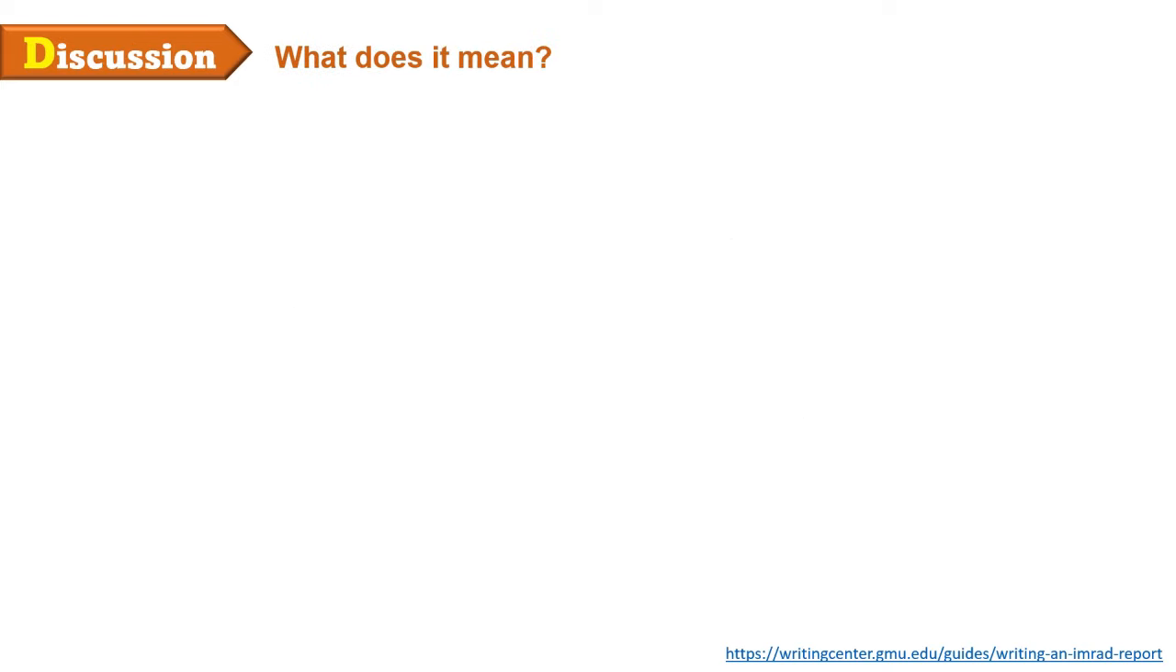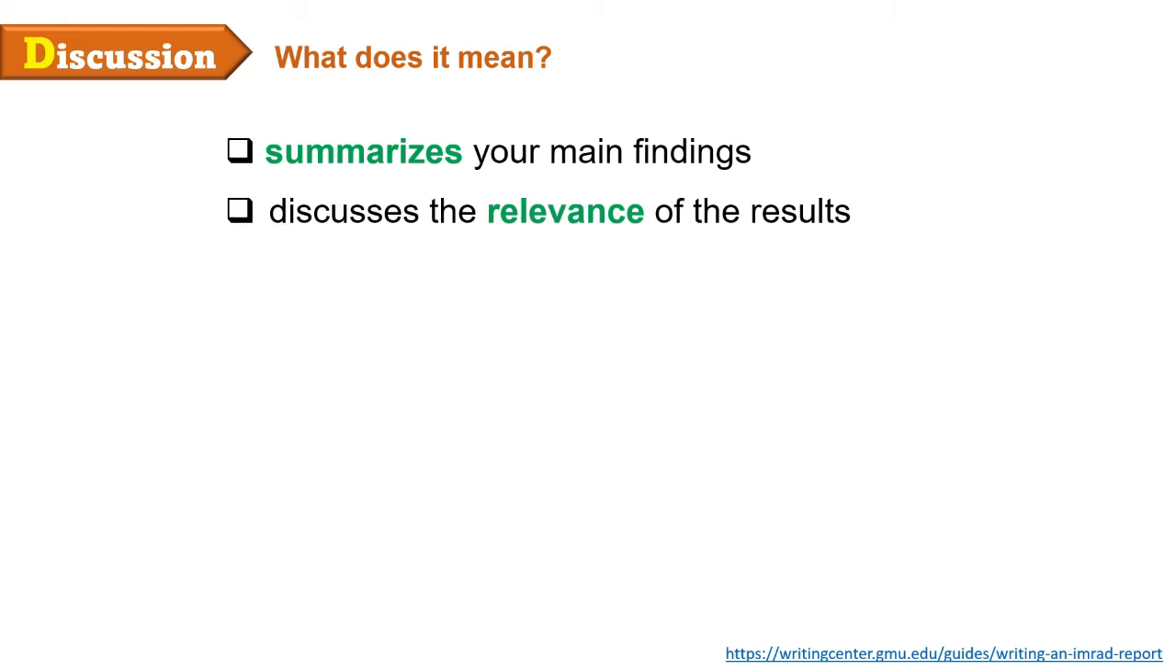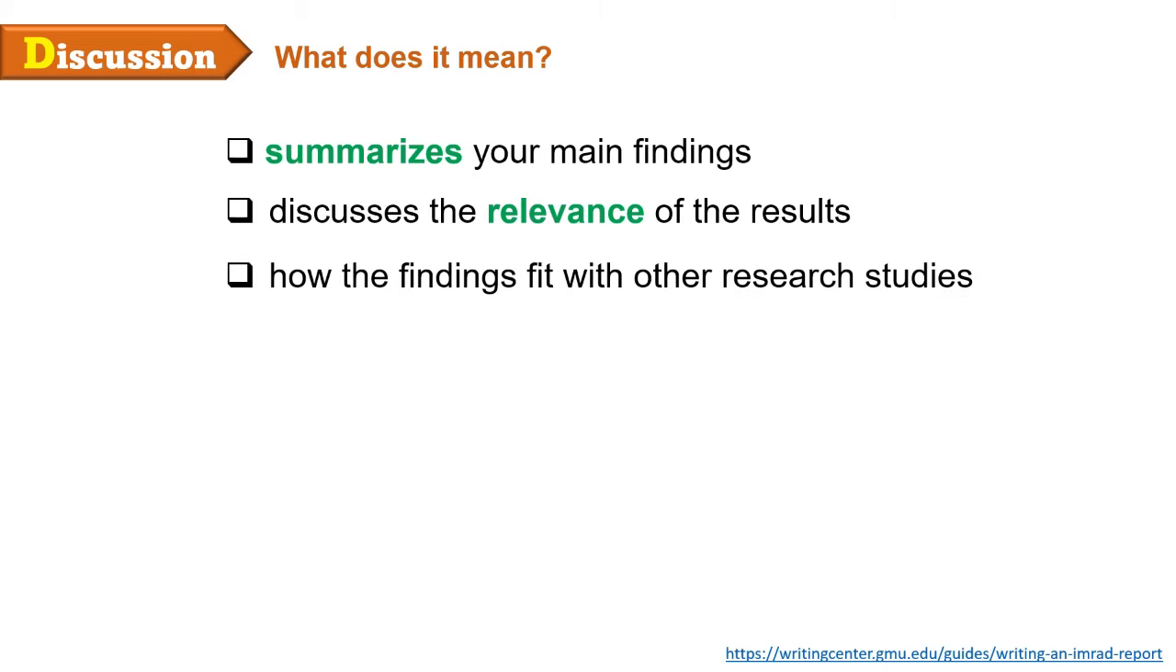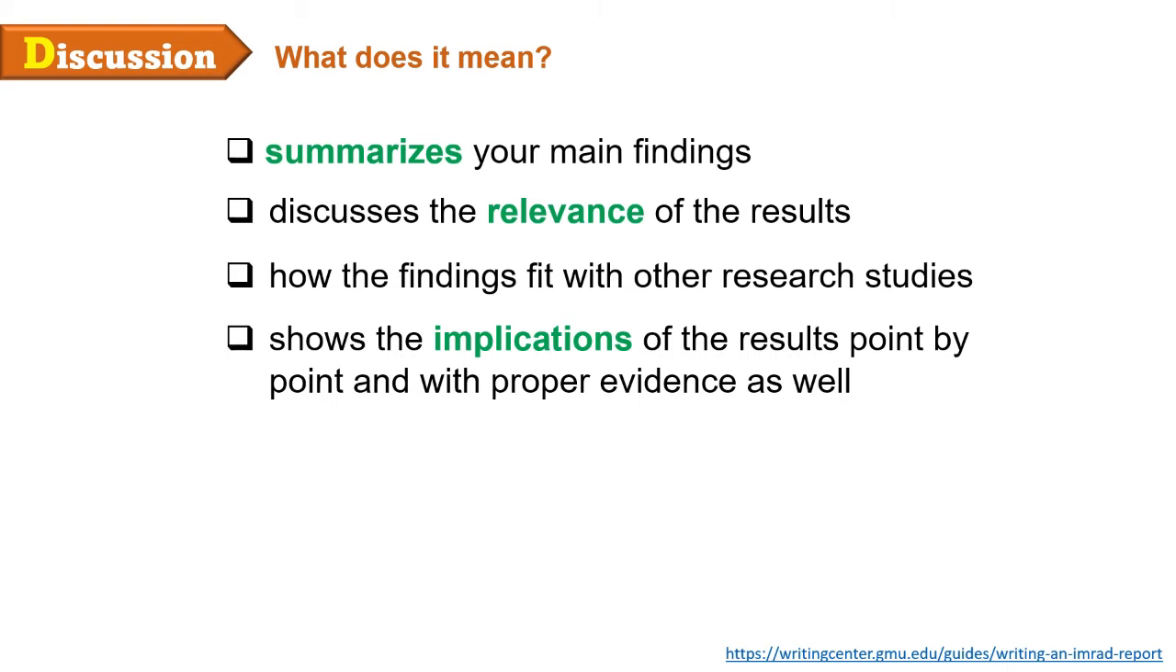Lastly is the discussion, which should answer the question, what does it mean? In this section, you summarize your main findings. This is where you discuss the relevance of the results and how your findings fit with other research studies. Consequently, you must show the implications of the results point by point and with proper evidence as well. You also discuss limitations of your study and use these limitations as reasons to suggest additional future research.